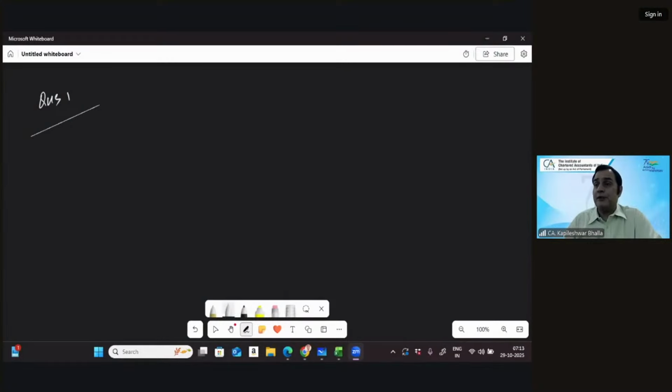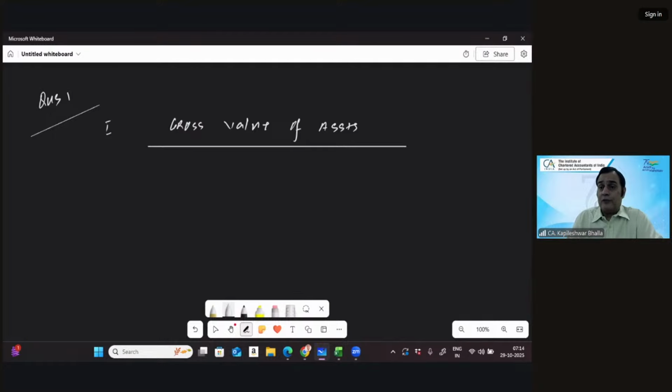What we're going to do first in this particular case, as I made a mention, is the calculations for the gross value of the assets. So let's first calculate the gross value of the assets. I'm going to call this step number one, calculating the gross value of the assets. Now, how would you calculate it? I would say you need to consider a total of three elements.